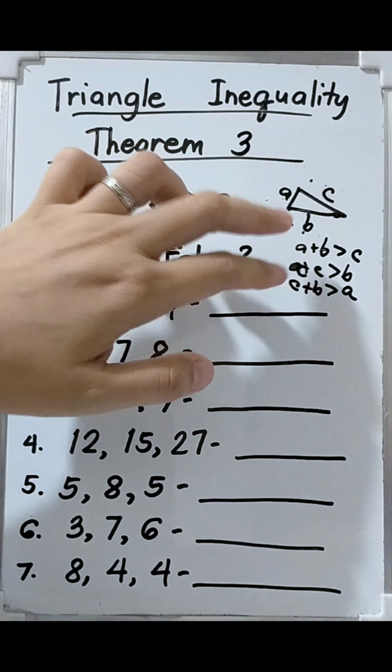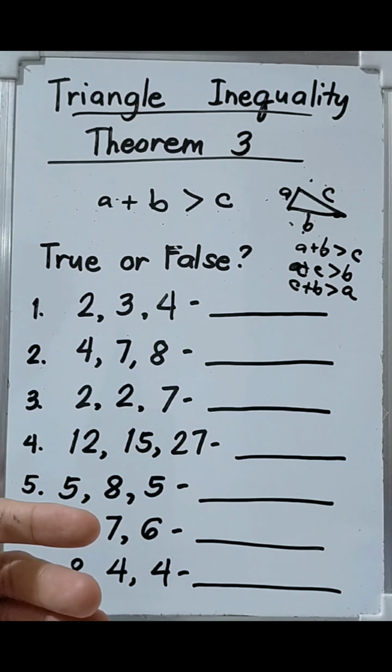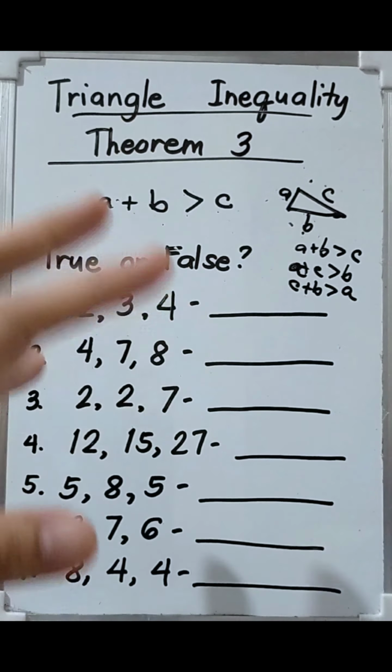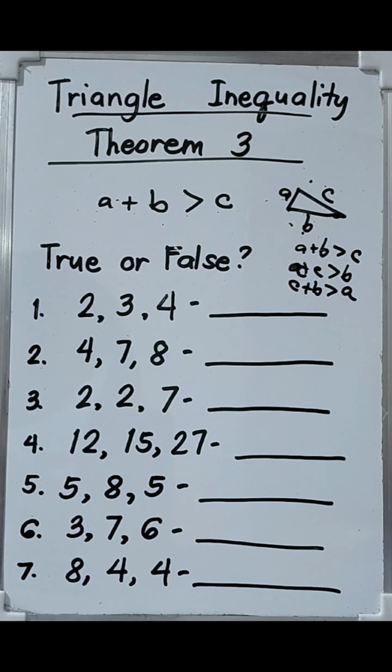Pag lahat yan ay greater than the third side, ibig sabihin, yung given ay talagang iyon ang measurements ng sides ng triangle. Pero once na merong isa, kahit isa lang, na hindi na greater than, or let us say nag-equal siya or naging less than the third side, ibig sabihin, hindi na yon totoo na measurements ng sides ng triangle. Okay, so let us have this. Let us just answer this as true or false.